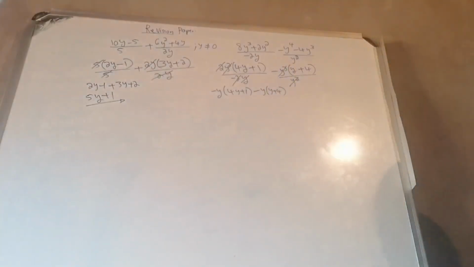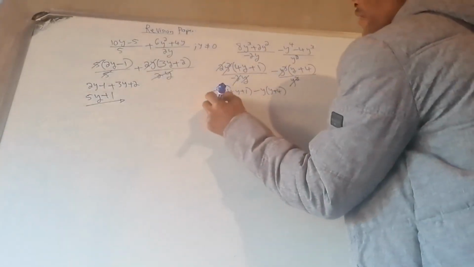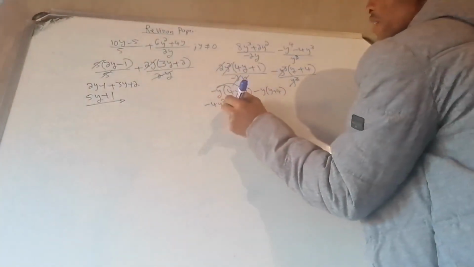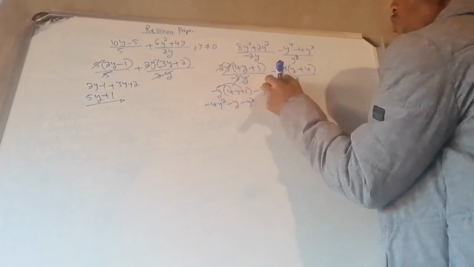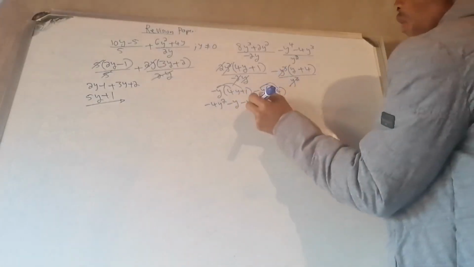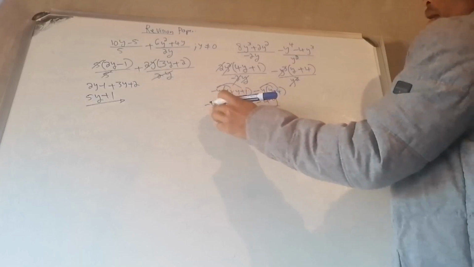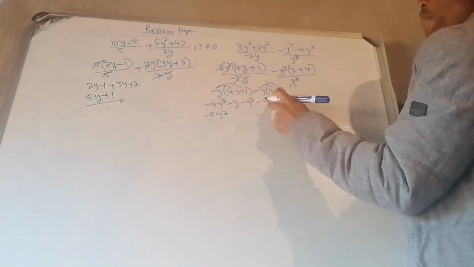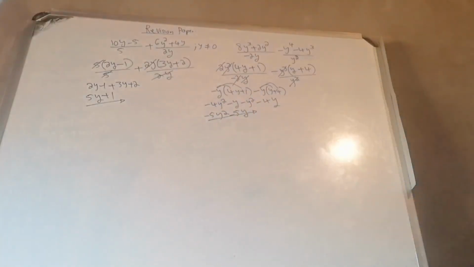Negative y times 4y, negative 4y squared. Negative y times 1, negative y. Negative y times y, negative y squared. Negative y times 4, negative 4y. Give it like terms. Minus 4 minus 1 is minus 5y squared. Minus y minus 4y is minus 5y. And then you are done. You are really done.